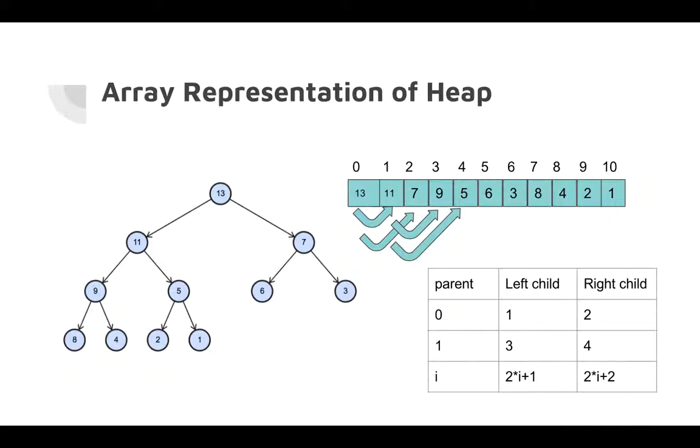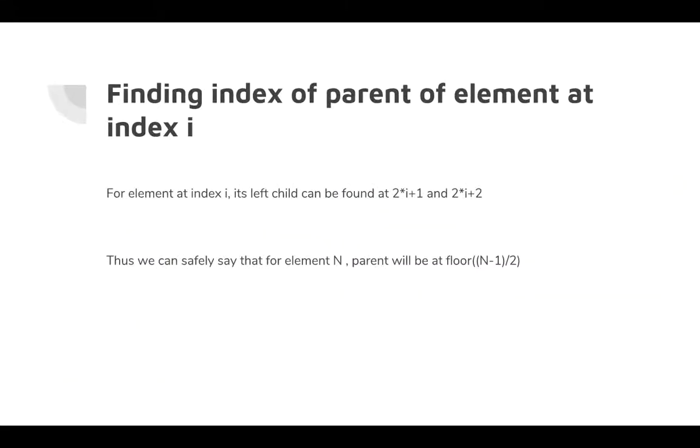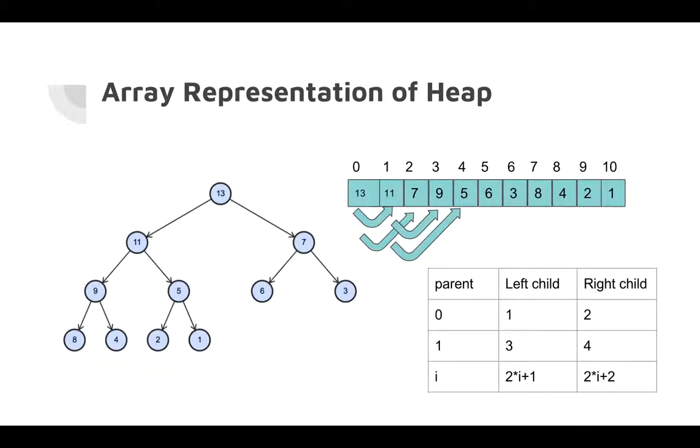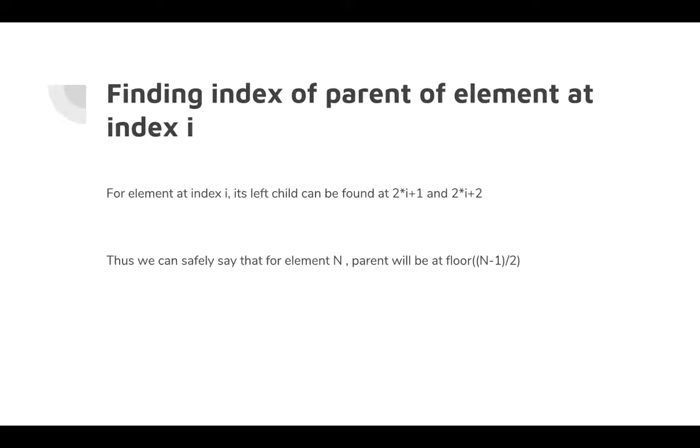Why is it holding this relation? Because heap is a complete binary tree. That's why we know that this relation will hold true, because there won't be any gap in the array. So for index I, we know how to find its left child and right child. Now we'll see how to find the parent if the left child or right child is known.